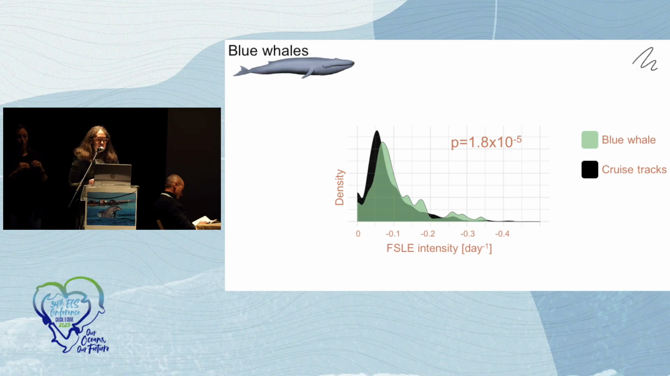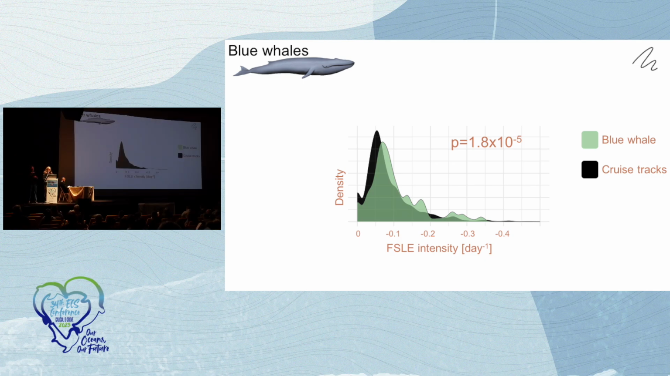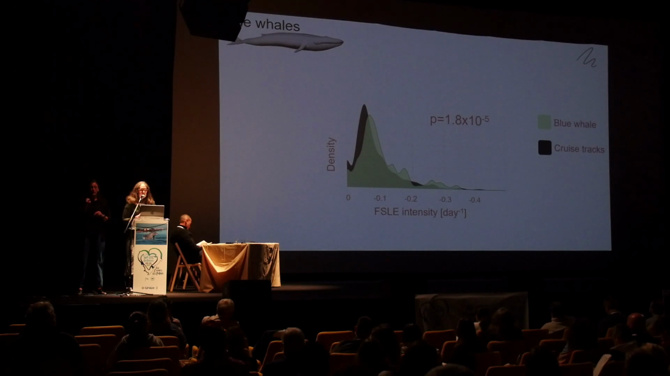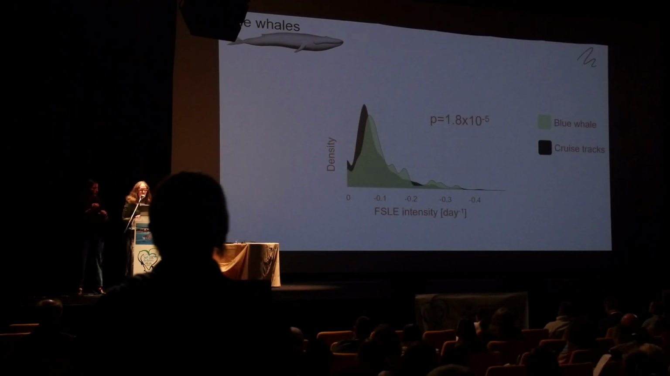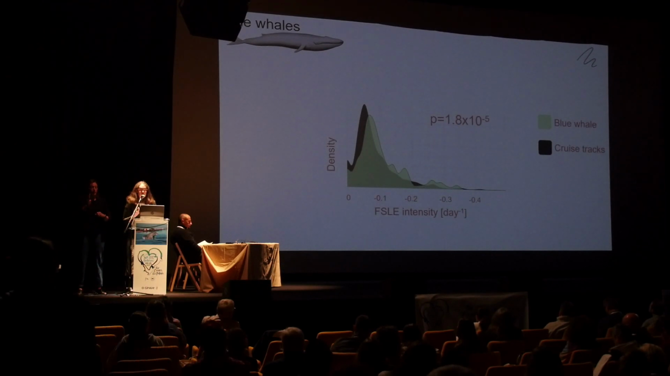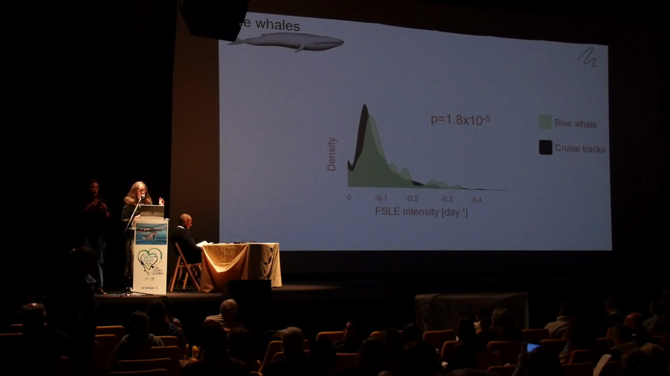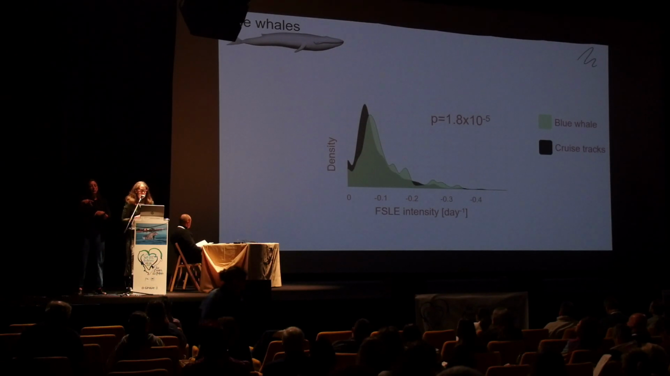Now, looking at FSLE intensity, we have here the FSLE intensity PDF, and more intense is to the right on the graph with the stronger negative numbers. And this is the FSLE intensity of the cruise tracks. And if we compare that to the FSLE intensity of the blue whale encounter locations, we can see that blue whales were encountered at stronger FSLE intensities than we'd expect by chance, and that this result was statistically significant from the Kolmogorov-Smirnov test, which is the p-value that I'm showing here.